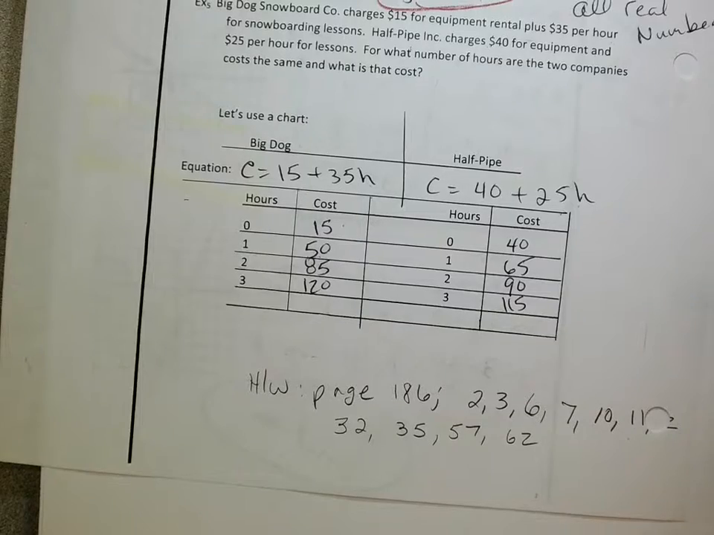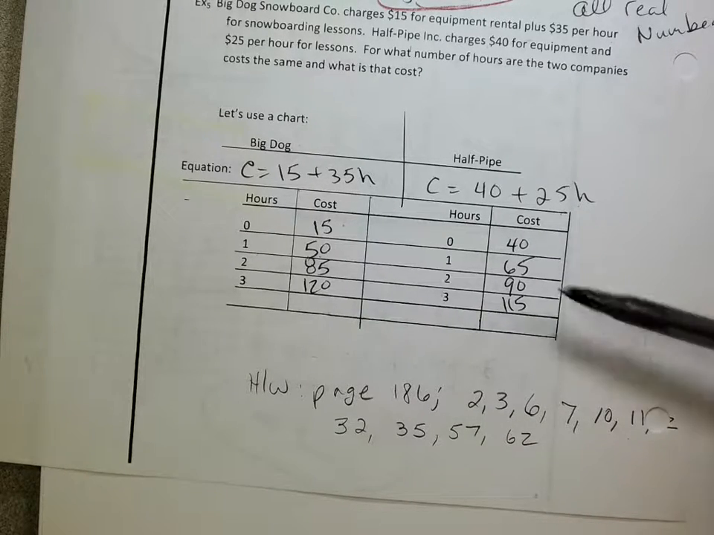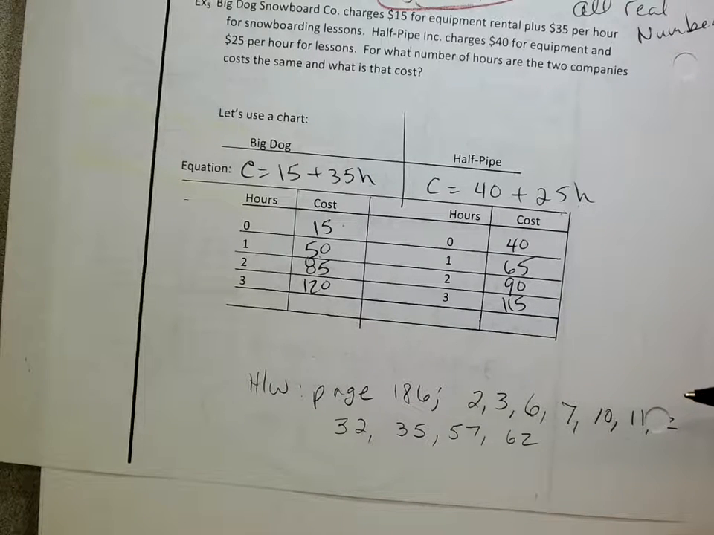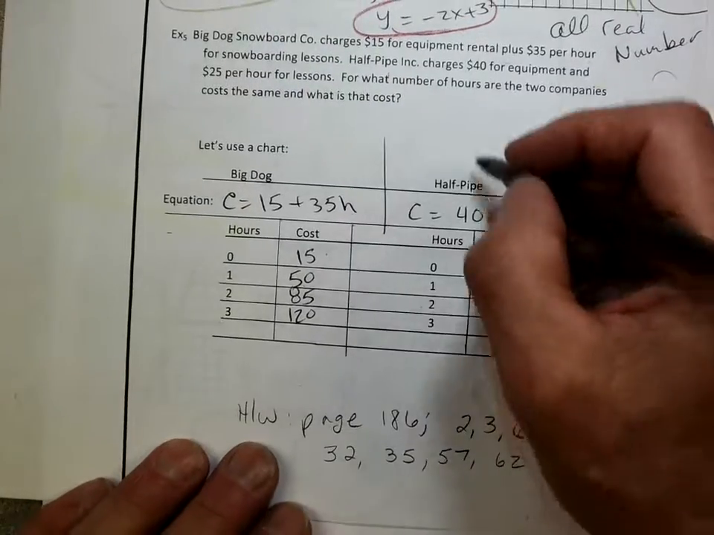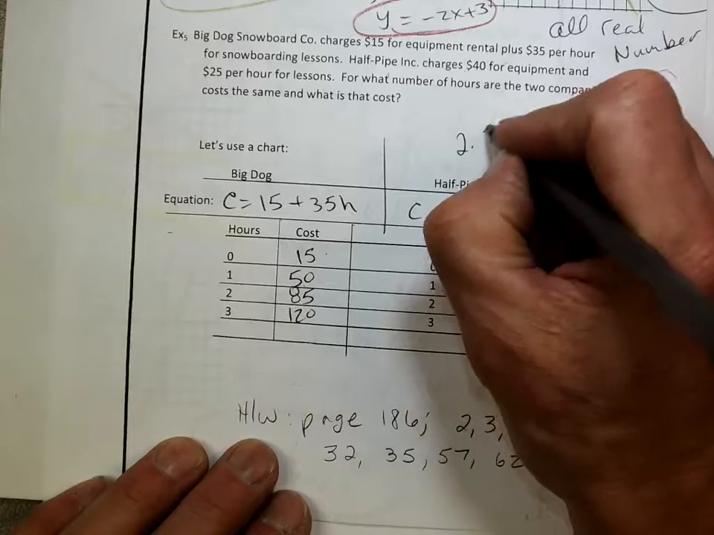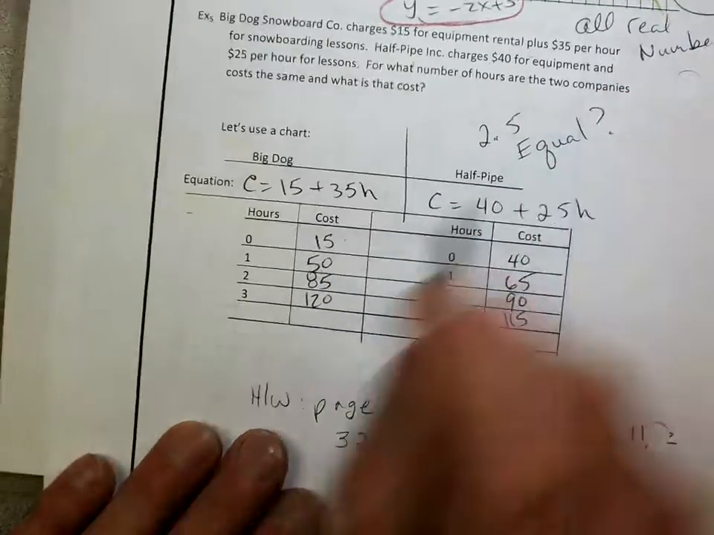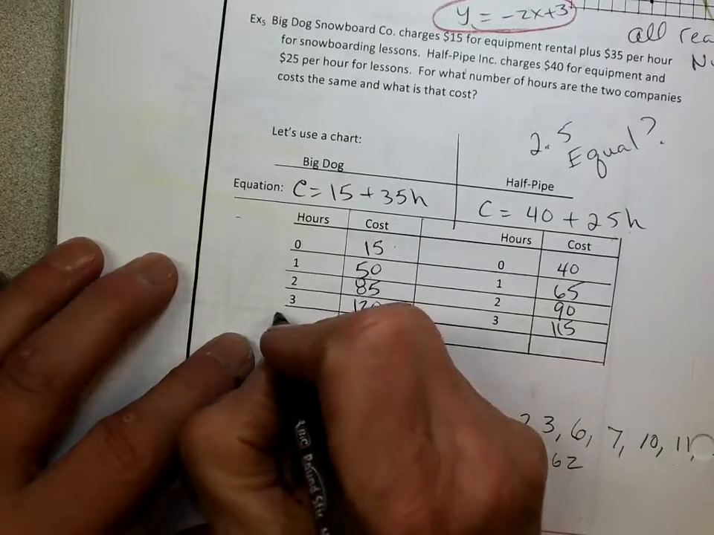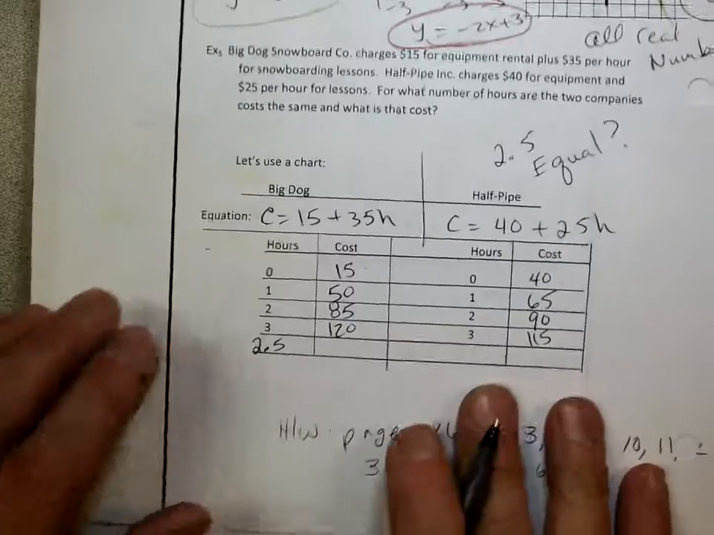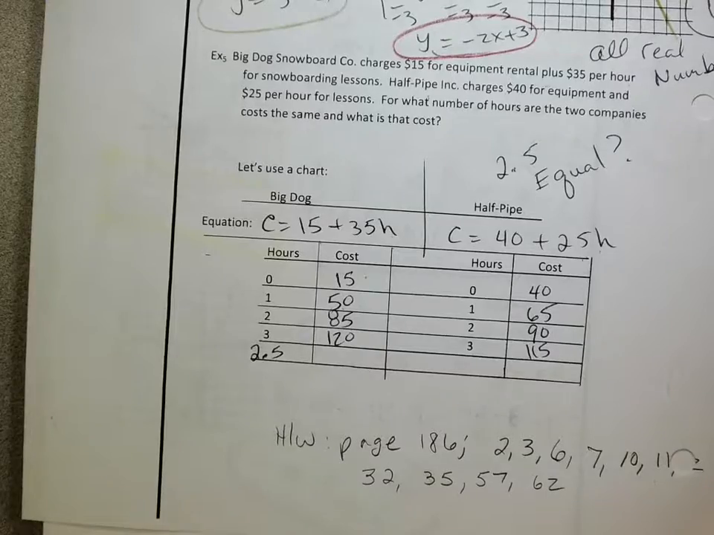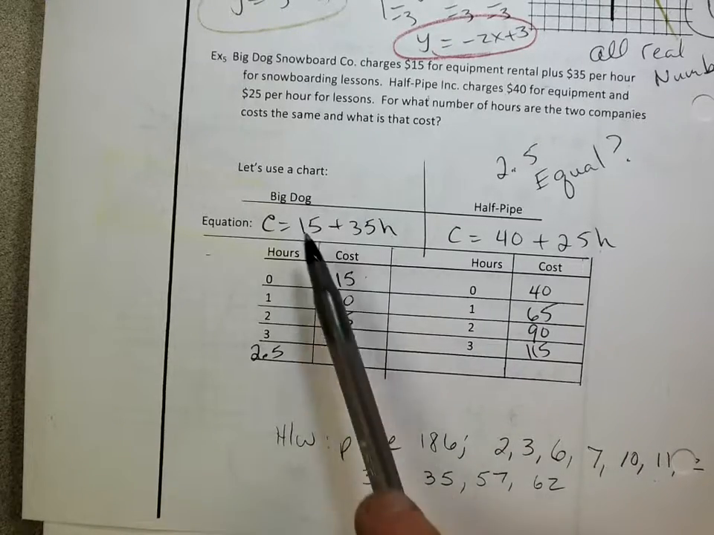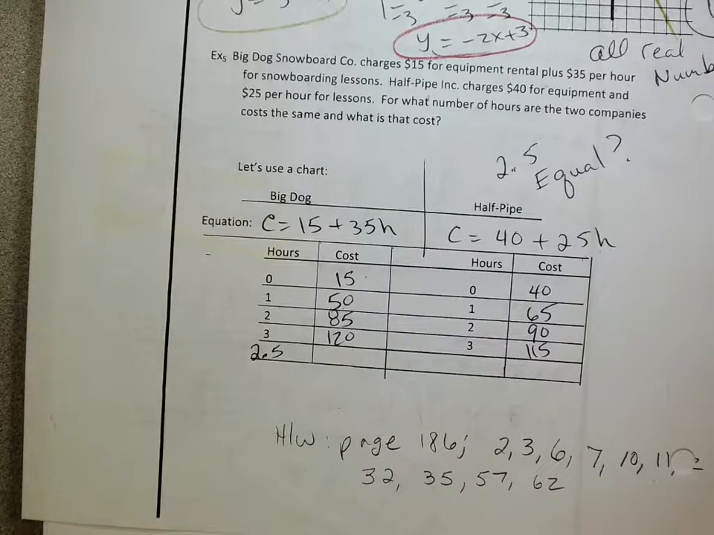Or is it? Well, it depends. At what point would they be equal? 2.5. I think 2.5 is correct. 2.5 maybe equal. Is there a way we can check that? So let's put 2.5 here. How can we check it? Substitute 2.5 for h. Yeah, let's do that. I totally agree. So let's go.